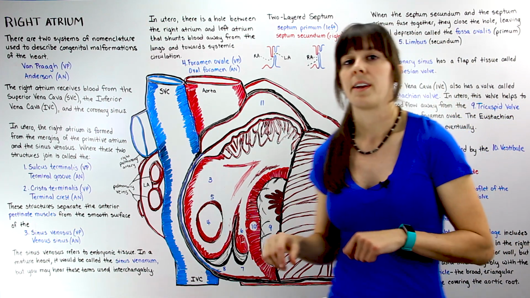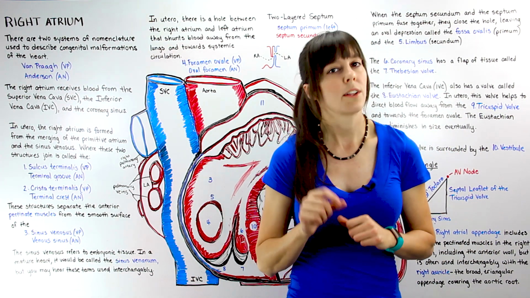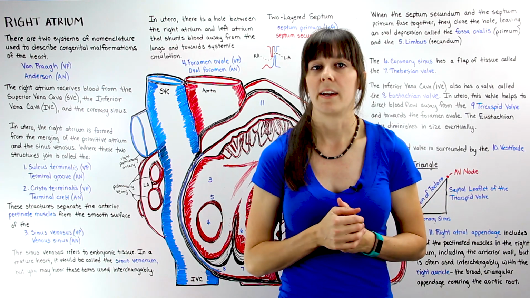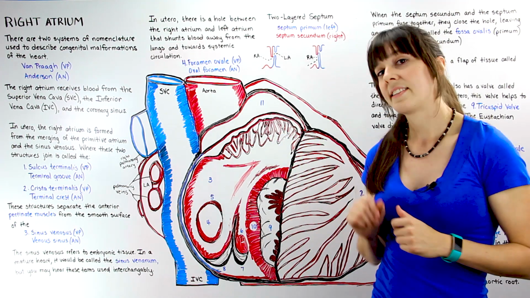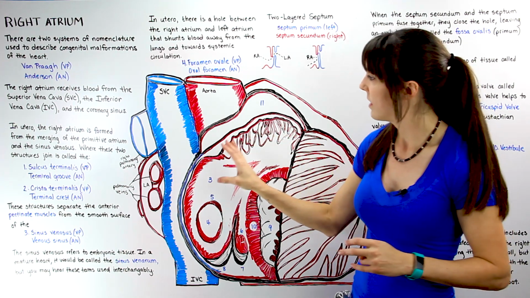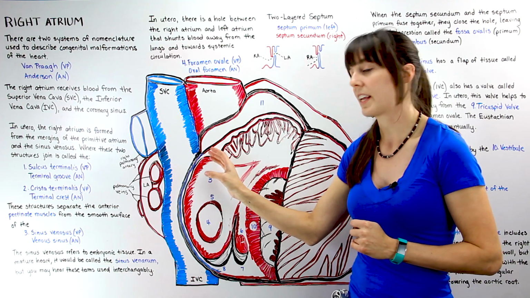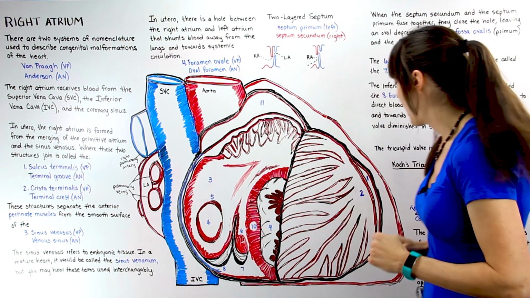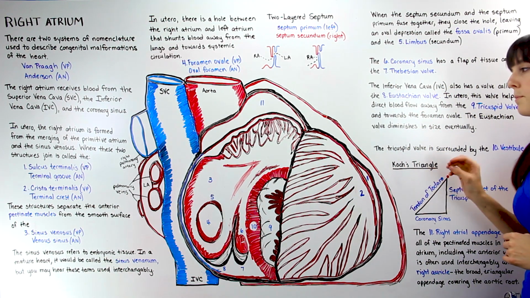Now, the AV node and the SA node are bundles of conductive tissue, but they don't actually look any different in a heart than any of the tissue surrounding them. And so one just has to know where to look for them. The SA node is usually easier to identify or to predict where it is because it's at the base of the superior vena cava where it meets and joins with the right atrium. However, the AV node can be a little trickier to find, and thus Koch's triangle helps us to figure out where it's located.